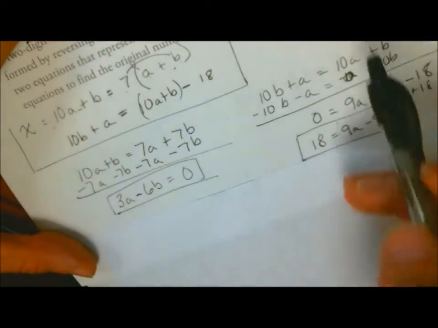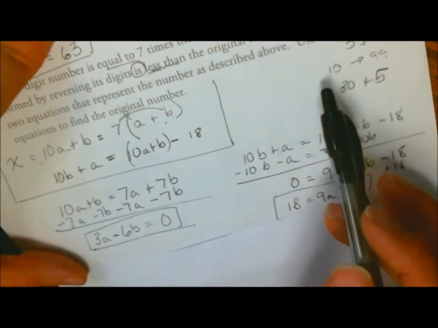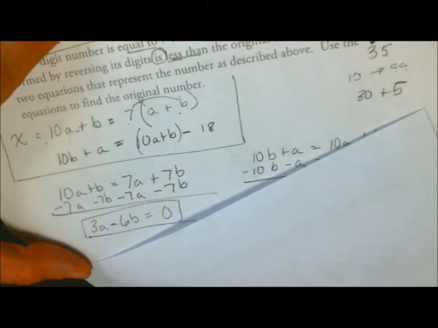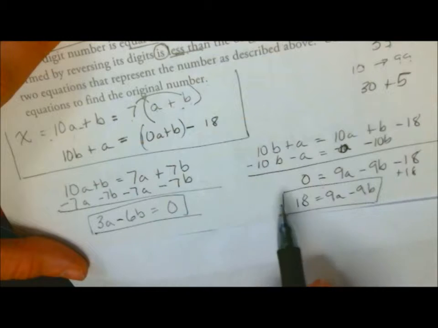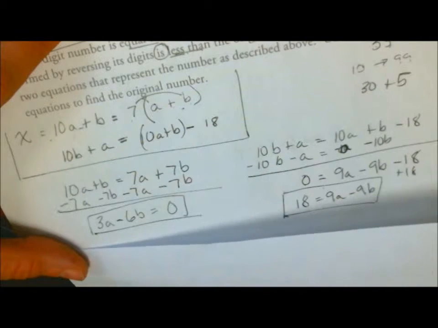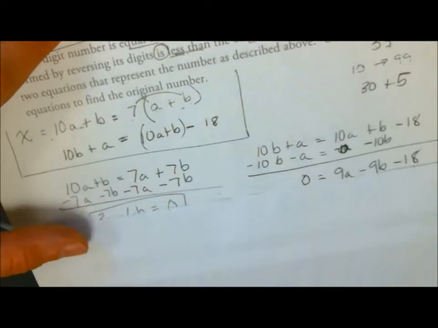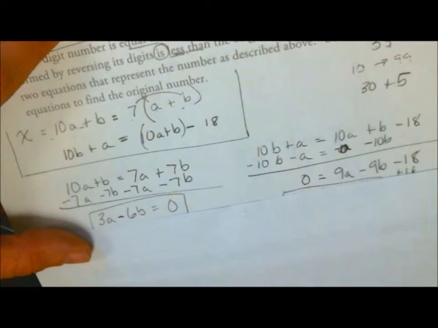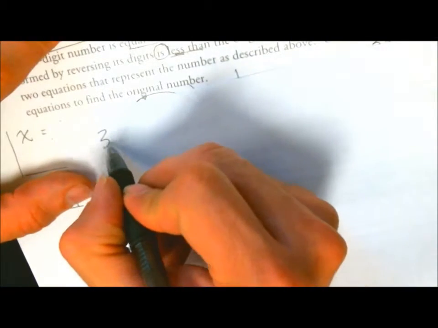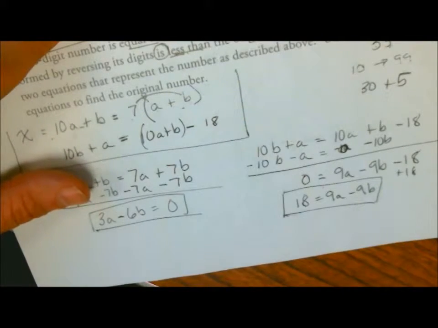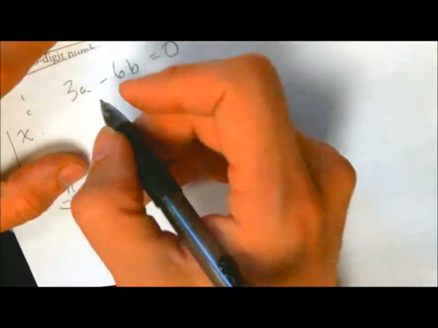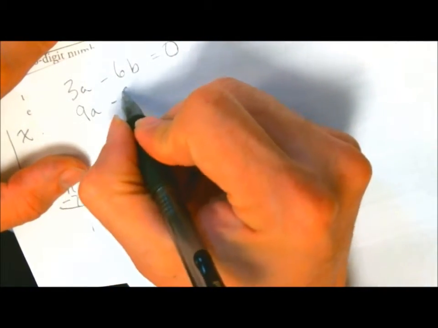But we know that all this work that I just did brought me to just these two equations. And I know if I just use these two equations and solve for a and b, I don't have to worry about anything else. So let's just write those down right here. 3a minus 6b equals 0. And 9a minus 9b equals 18.